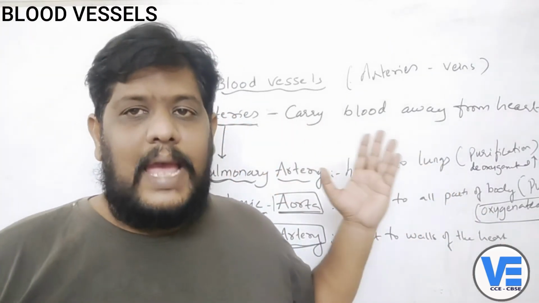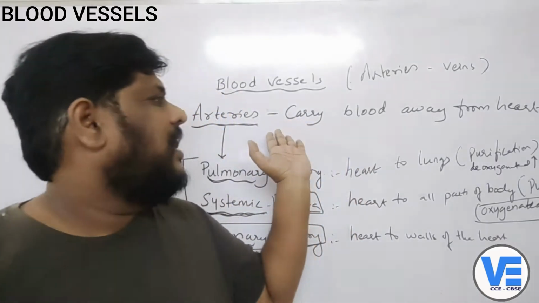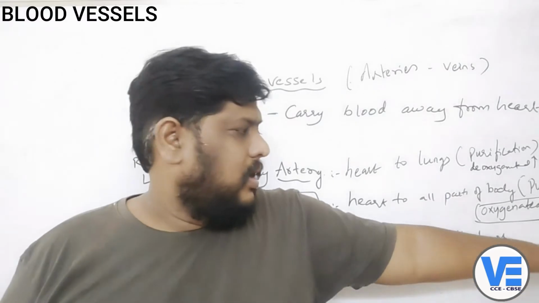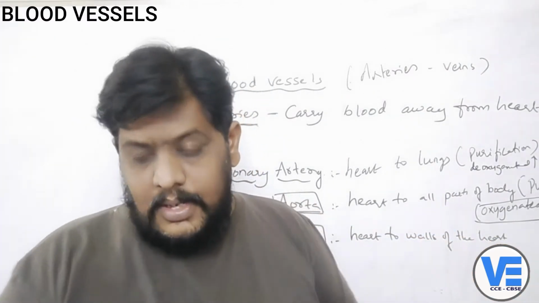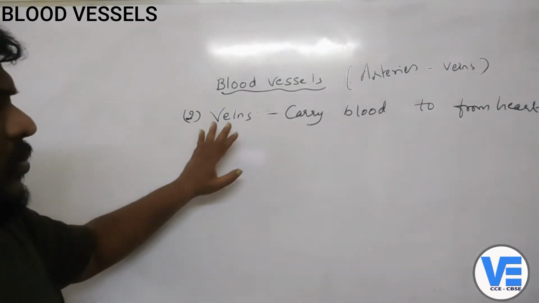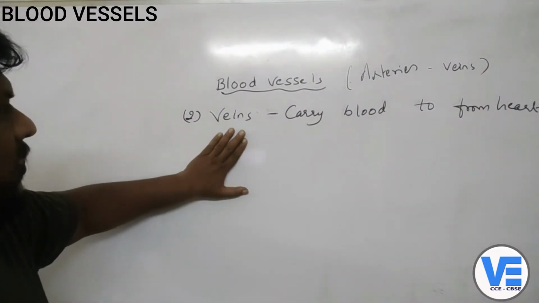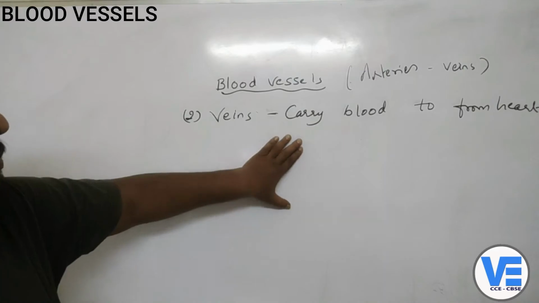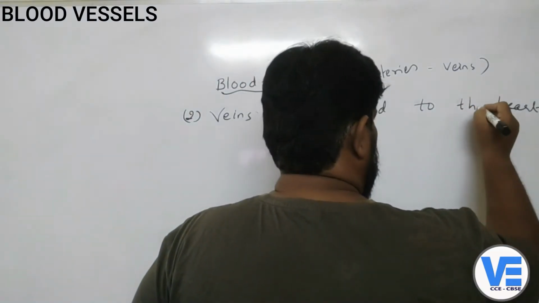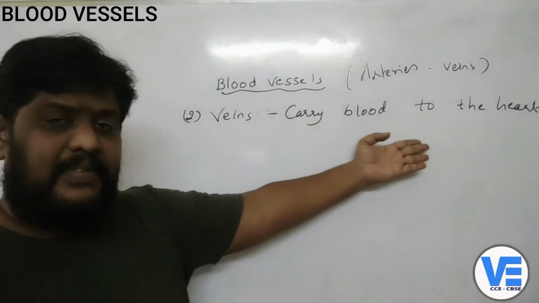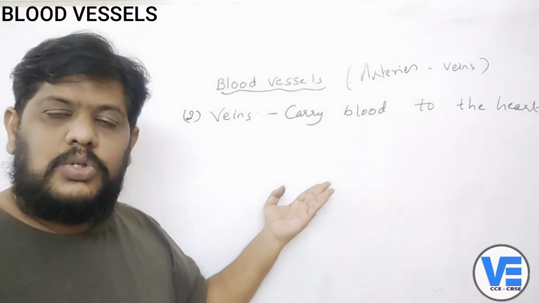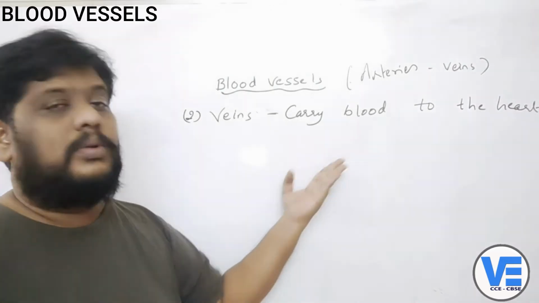Now, what is the actual definition of arteries? The blood vessels which carry blood away from the heart are called arteries. Children, keep this in your mind. Now coming to the second one, the veins. Veins are the blood vessels which carry blood to the heart. Arteries carry blood away from the heart, whereas veins carry blood to the heart. They bring blood to the heart.